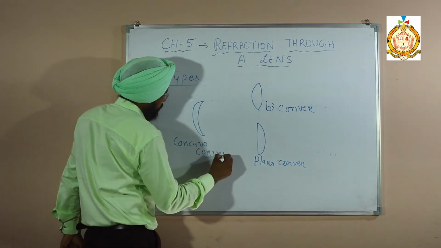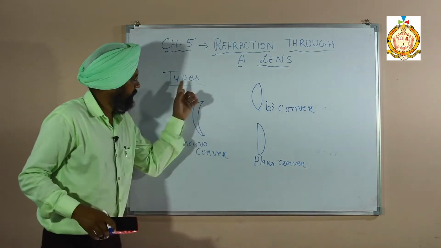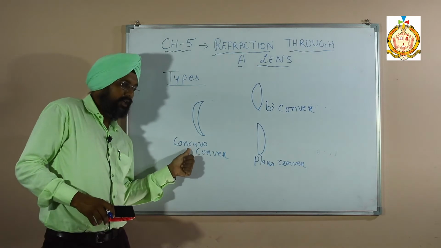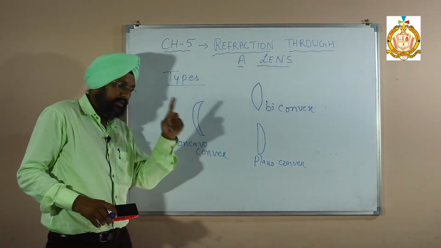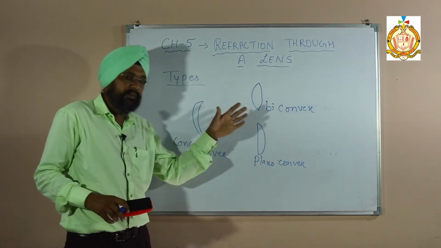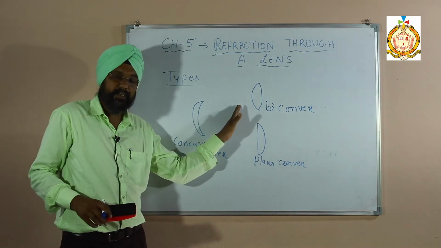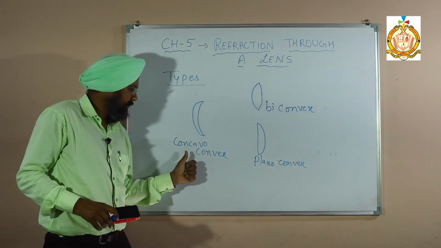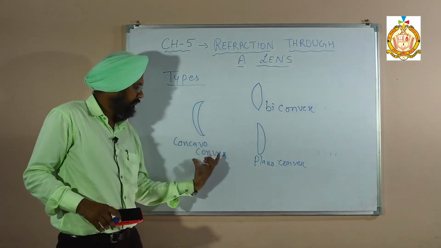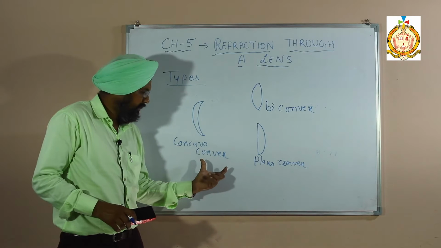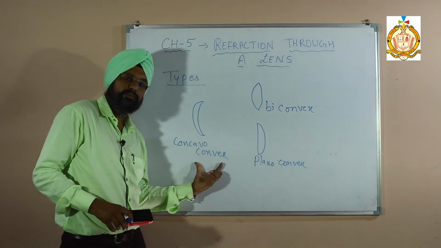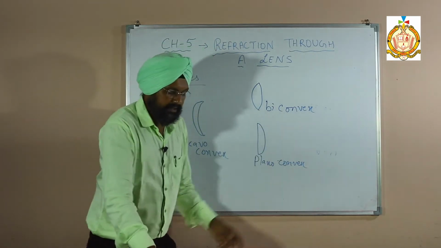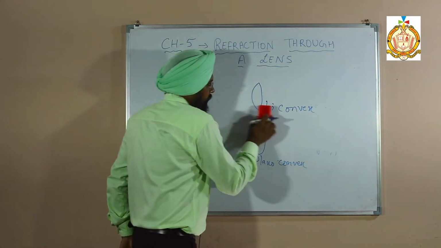Concavo-convex. Students, always keep in mind that if you are explaining the convex lens, that means the concave name should be first. In the next topic also, when we are discussing the concave lens, convexo-concave will be there. This is concavo-convex because it is a type of convex. If it is a type of convex, then the convex name should be at the last.